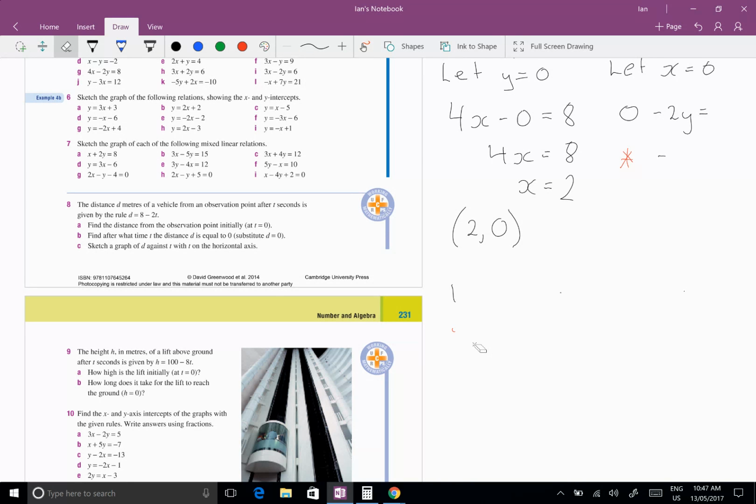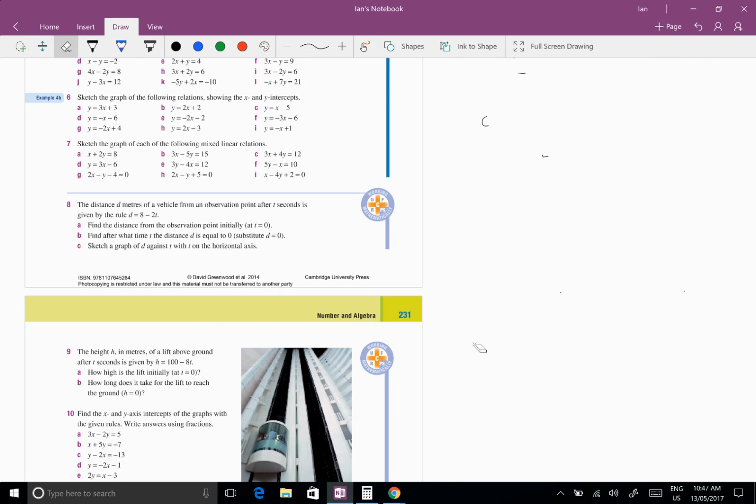I'll try an easy one from 6. Now 6 are written in a way that it's pretty easy to find the y-intercept. You watch, but the x-intercept requires a little bit of work. So we'll try 6a, and we've got y equals 3x plus 3.